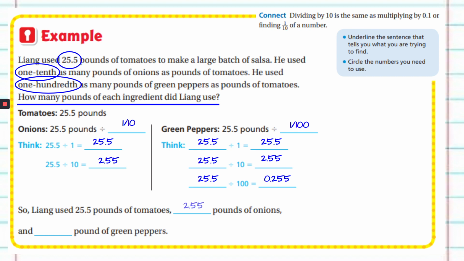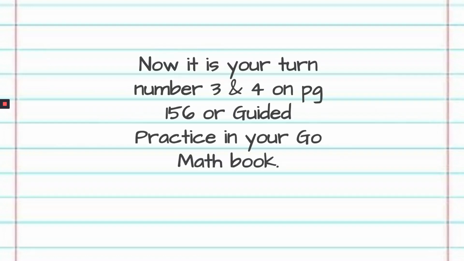So Liang used 25 and 5/10 pounds of tomatoes, 2 and 55/100 pounds of onions, and 255 thousandths pound of peppers. Now it is your turn to do number 3 and number 4 on page 156, or in your guided practice, in the school on Schoology, or in your Go Math book.